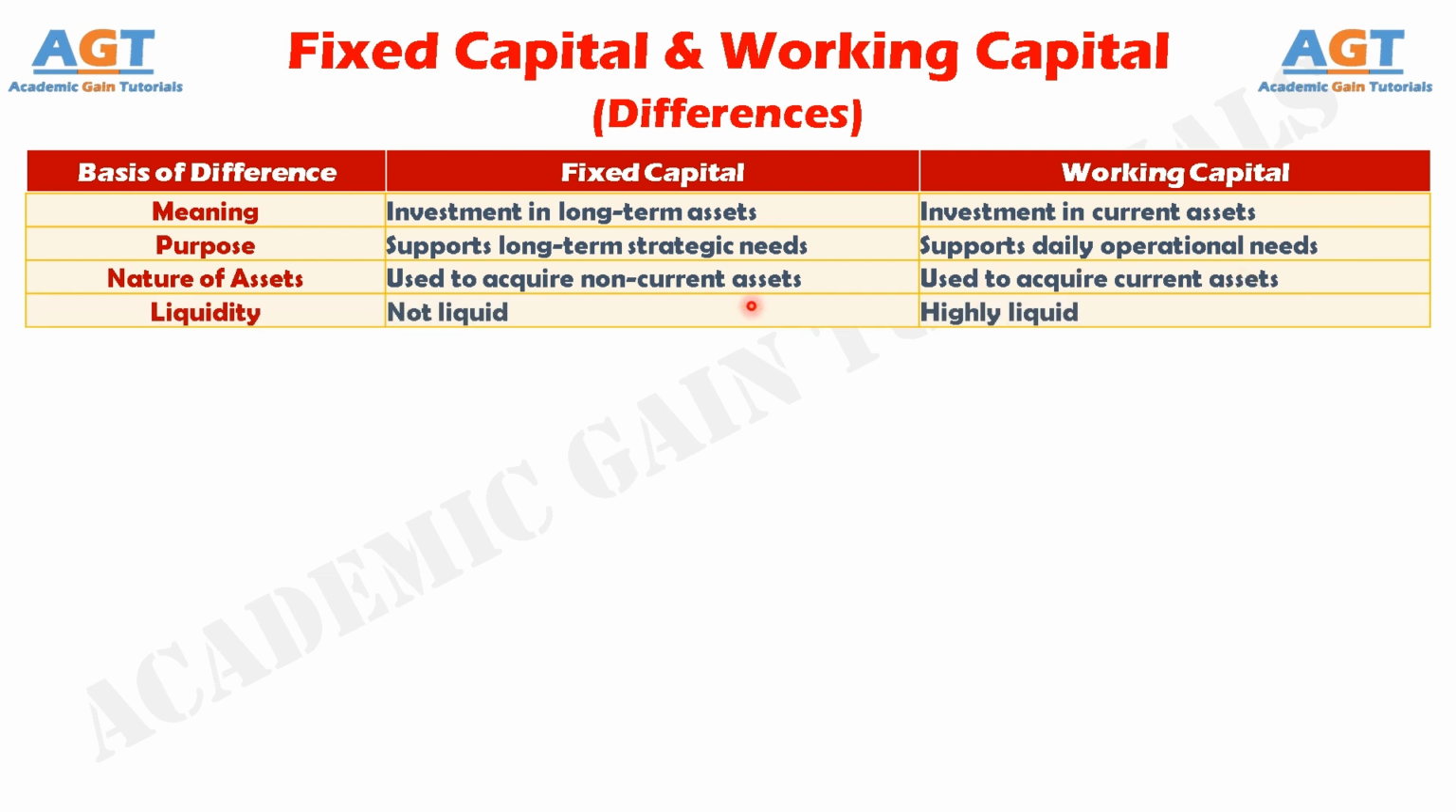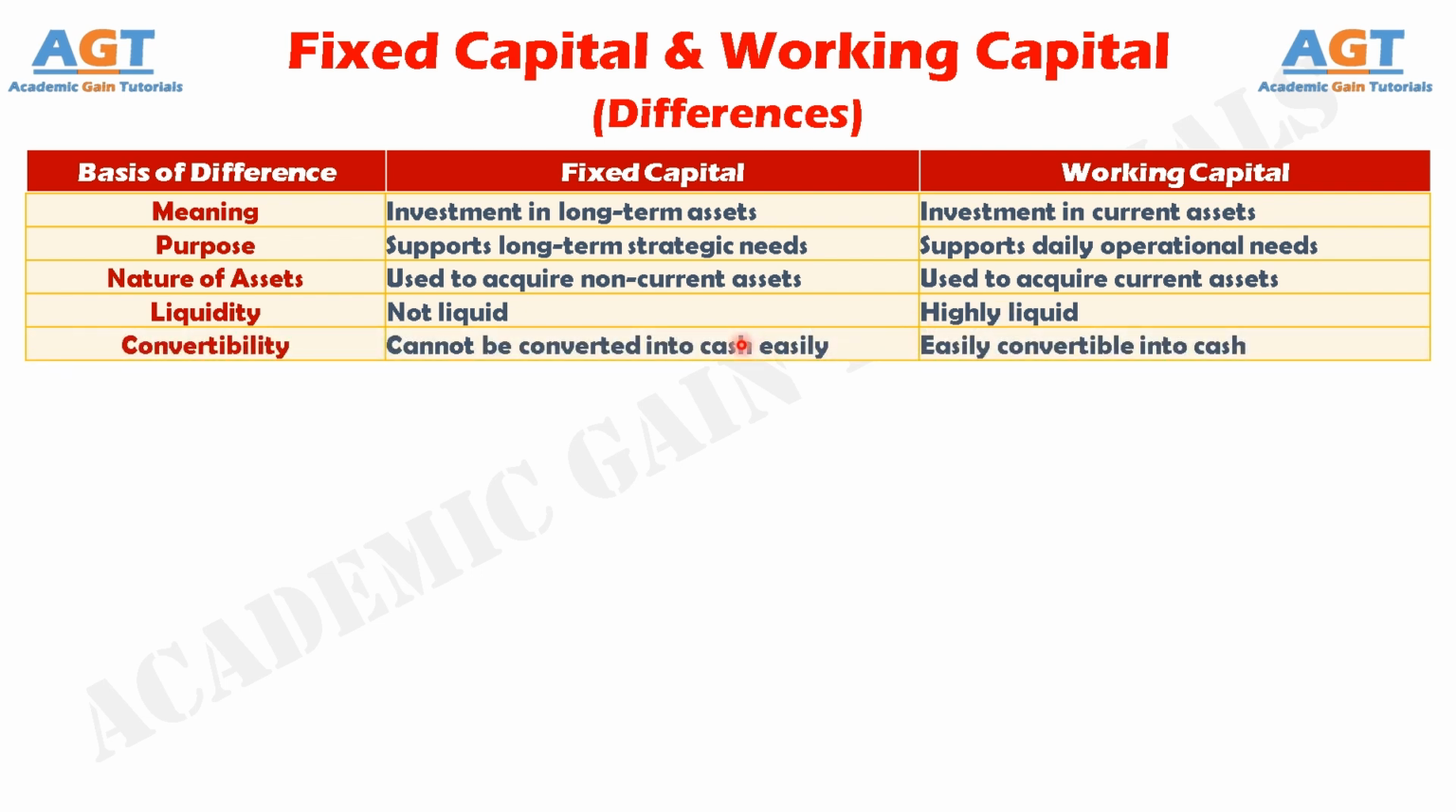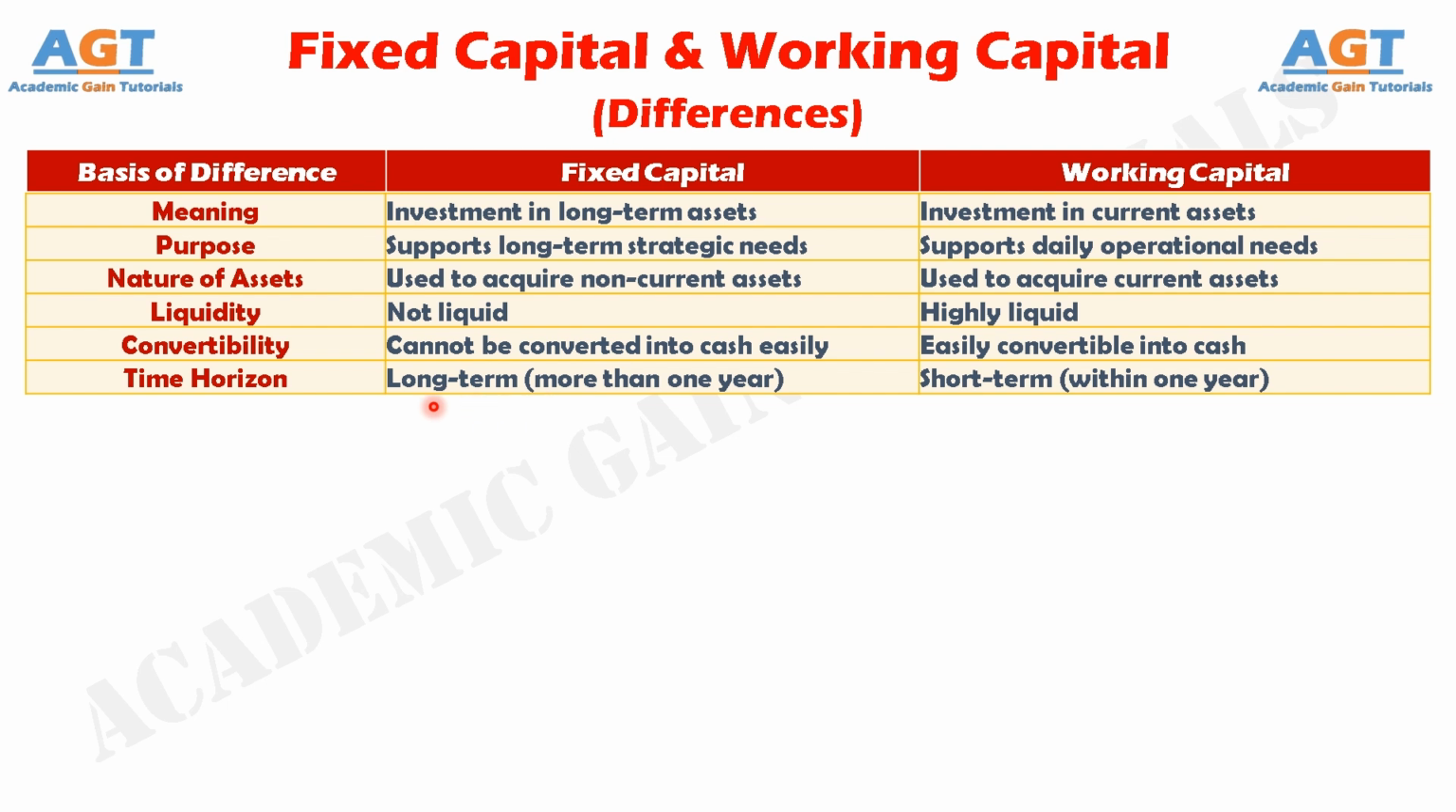Number 4. Fixed capital is not liquid, whereas working capital is highly liquid. Number 5. Fixed capital cannot be easily converted into cash, whereas working capital can be easily converted into cash. Number 6. Fixed capital is invested for the long term, whereas working capital is invested for the short term.